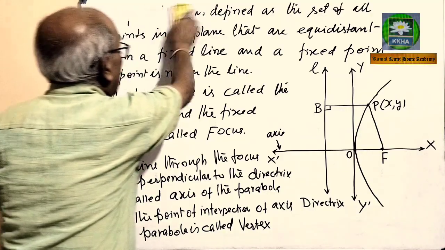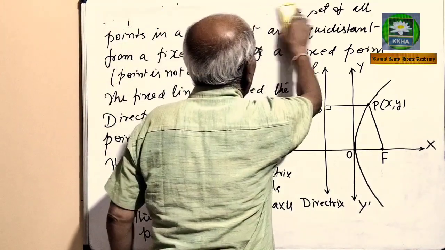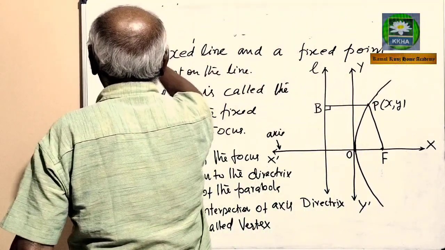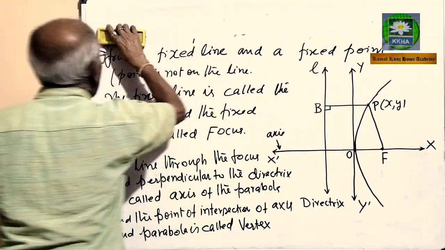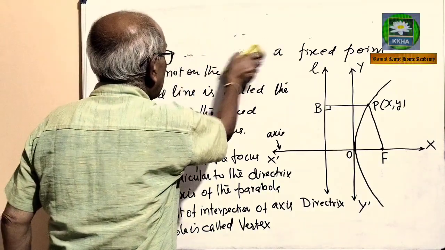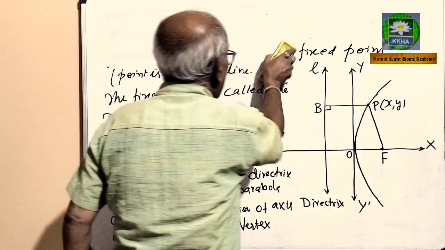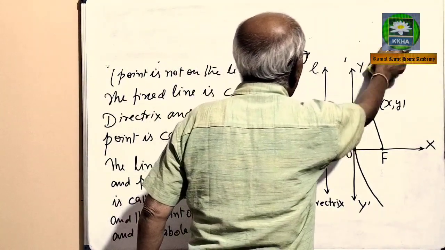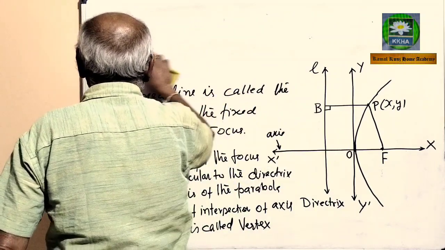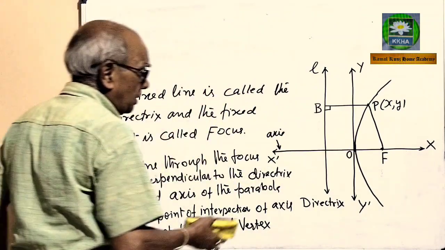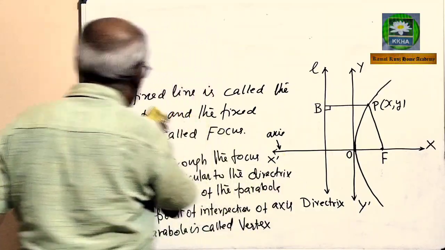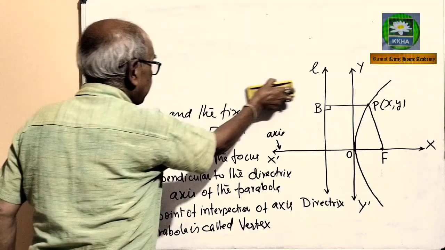So, parabola is defined as the set of all points in a plane that are equidistant from a fixed line and a fixed point. A fixed line is called directrix of the parabola, and the fixed point is called focus of the parabola. And the line through the focus and perpendicular to the directrix is called axis of the parabola.